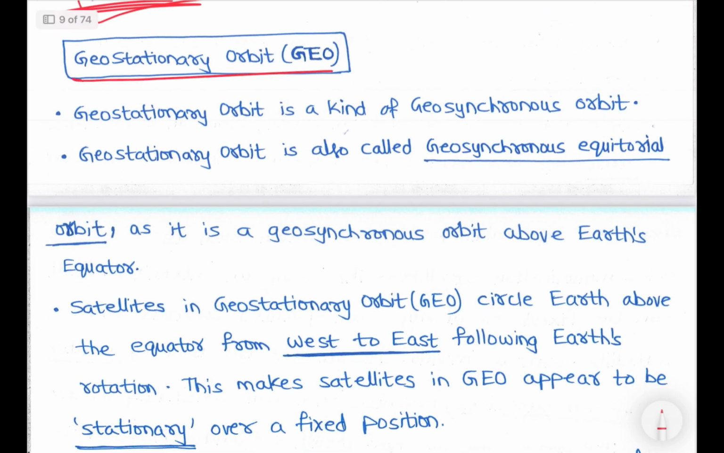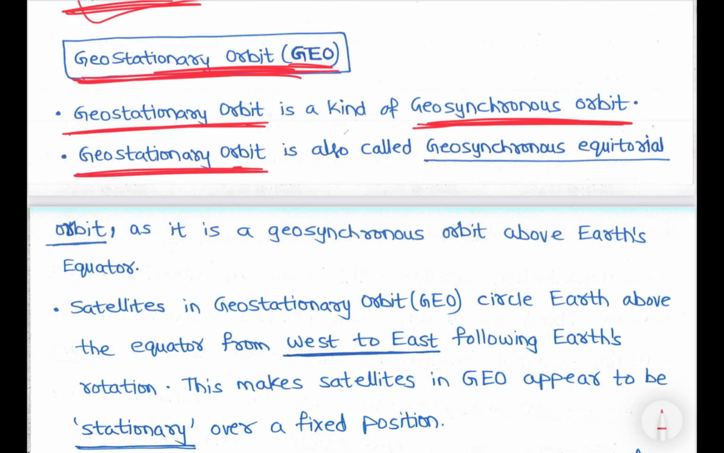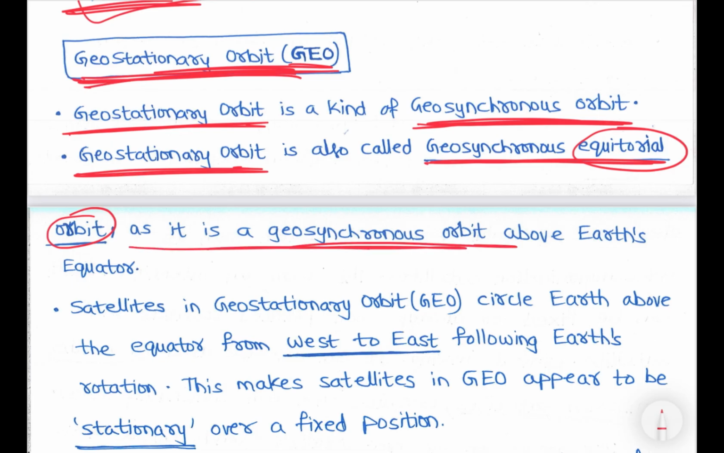Then geostationary orbit. See, geostationary orbit is a kind of geosynchronous orbit, right? Kind of geosynchronous orbit है, but equator पे, right? Geostationary orbit is also called geosynchronous equatorial orbit, right? Geosynchronous orbit which is at the equator of the Earth, that is geostationary orbit, as it is a synchronous orbit above Earth's equator, right?